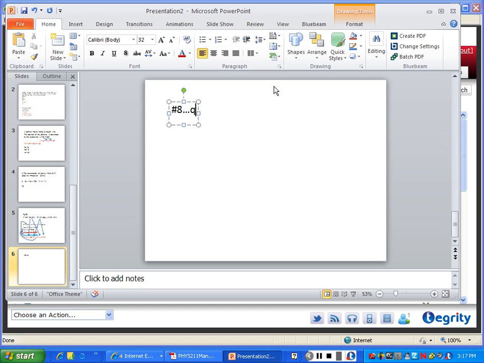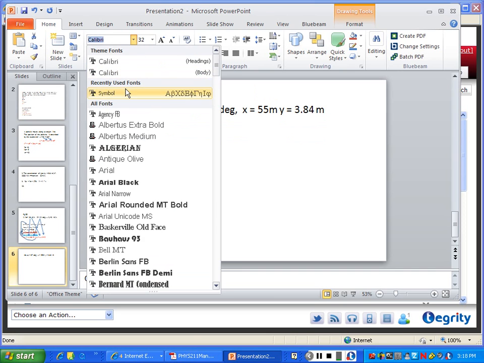So we've got 37 degrees. And we've got a distance of 55 meters and a height of 3.84 meters. Change that to a symbol.